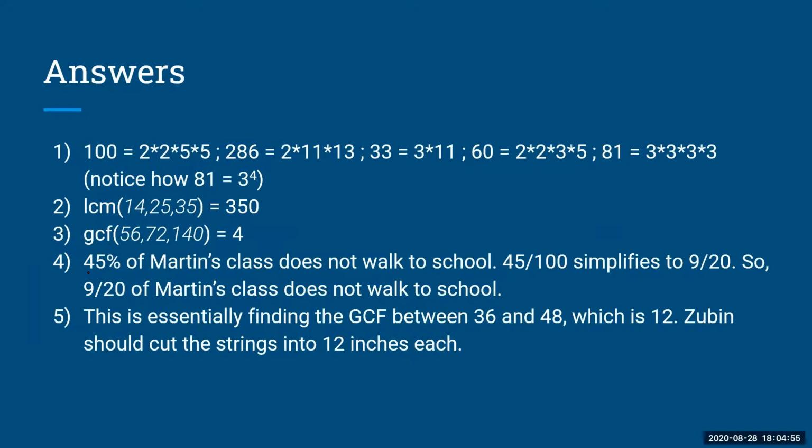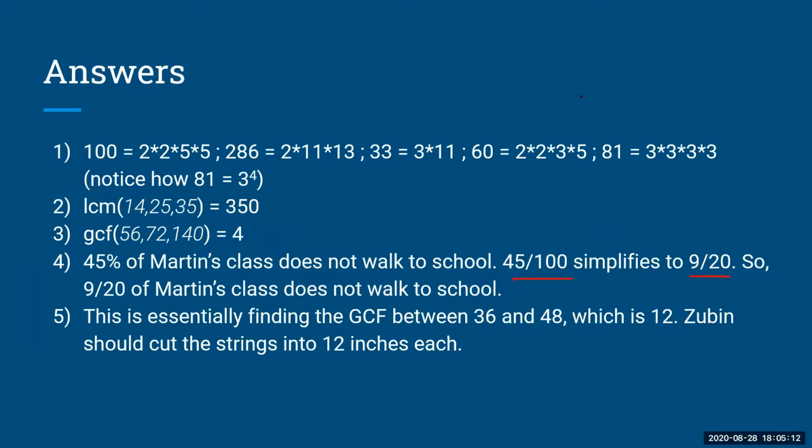Let's see. So number 4, basically, you just find that 45% of Martin's class doesn't walk to school. So 55% does, 45% doesn't. And so you just find the fraction, 45 over 100, which simplifies to 9/20. So 9/20ths of Martin's class does not walk to school.